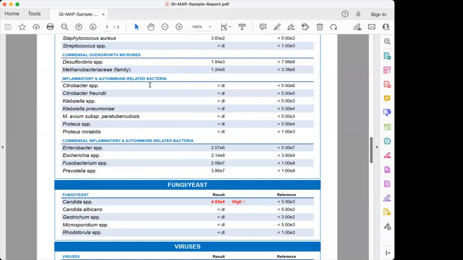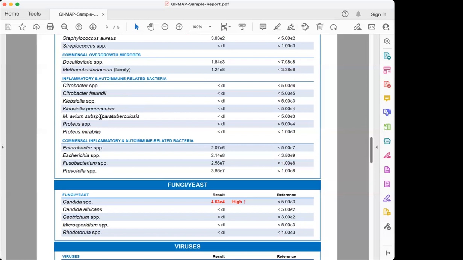Now we look down at the inflammatory and autoimmune related bacteria. Citrobacter can be related to urinary tract infections as well as rheumatoid arthritis. Klebsiella, again, this is another one from the oral cavity. So we can look at the stomach acid. What's going on with the stomach acid? Maybe you have some poor oral hygiene. Are you not brushing and flossing like you need to? Eating too many sugars and it's fermenting, or it's overgrowing in your mouth and you're having problems from there. It can also cause a lot of inflammation and joint pain.